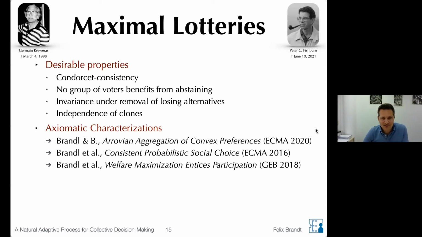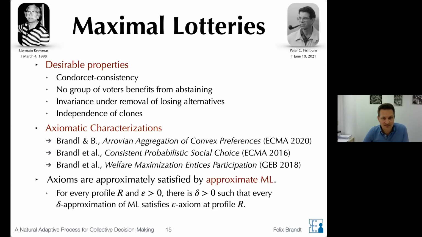That sounds like bad news, but some positive results can be retained, because the axioms, very generally speaking, are approximately satisfied by approximate maximal lotteries. The easiest special case is Condorcet consistency. If you have a process that returns something close to a maximal lottery, then the Condorcet winner will not necessarily get probability 1, but a very large probability. Similarly, for the other axioms, we can do the same thing.